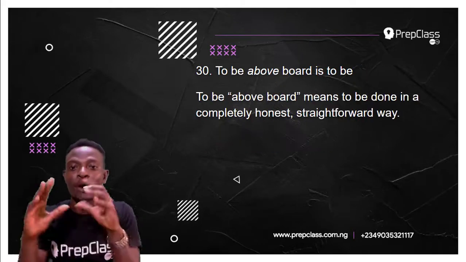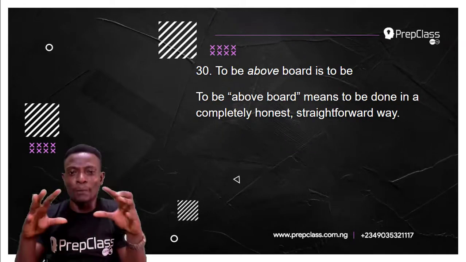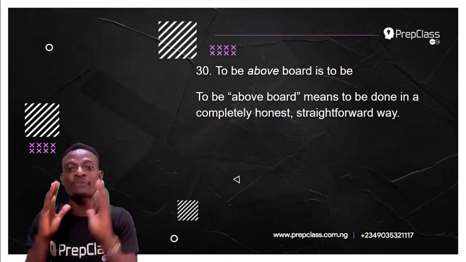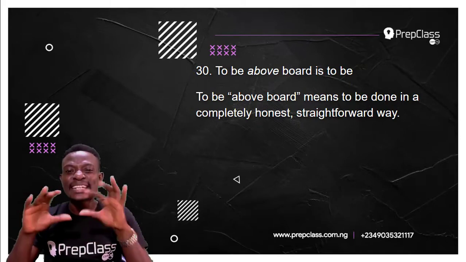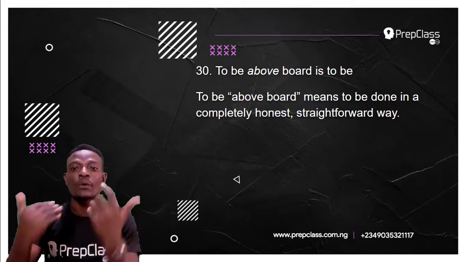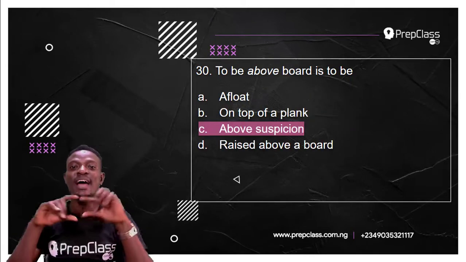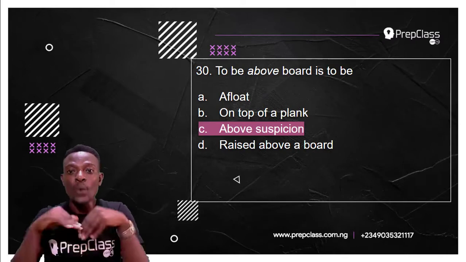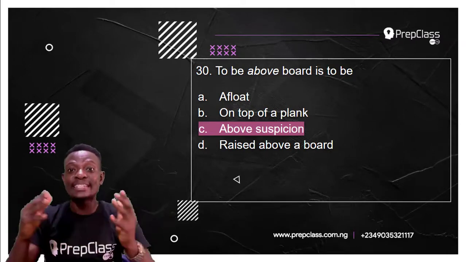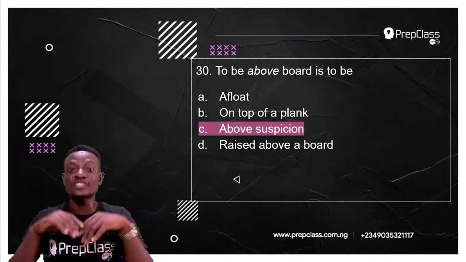Now, the phrase above board means to be done in a completely honest and straightforward way. To be above board means to be done or acted in a completely honest and straightforward way. So the answer to this question is above suspicion. If you're acting in a straightforward way, you are above suspicion. There's nothing you are hiding. So the answer to this question is option C.